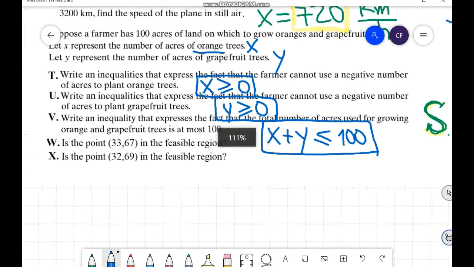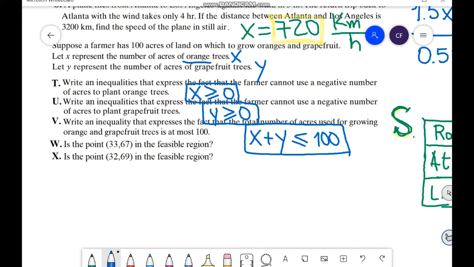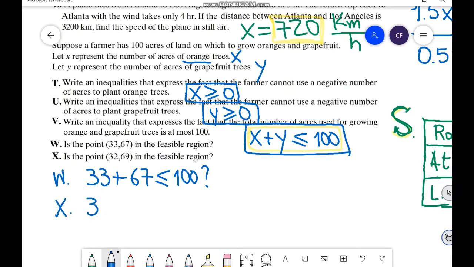Now try the last question. W. Is the point 33 and 67 in the feasible region? What do you think? Yes or no? Plug in the numbers here, and you're going to have 33 plus 67. Is this less than or equal to 100? Yes or no? And X, 32 plus 69. Is this less than or equal to 100? Yes or no?